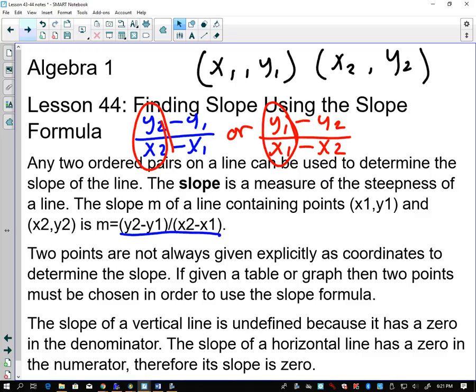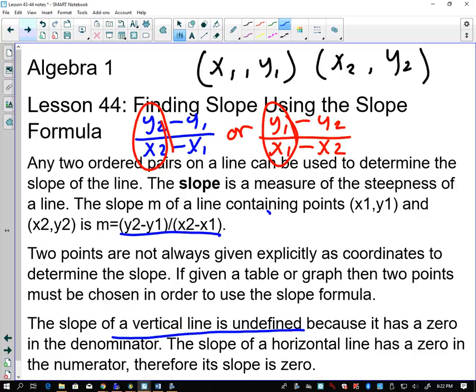So slope is a measure of steepness of a line. So if it's a vertical line, it's not going to the left or right at all. It's going up and down, which means it has rise or fall, but it has no run. So I'm dividing it by 0, so it has an undefined slope. A vertical line has an undefined slope, and you see that listed right here, because it has a 0 in the denominator. The slope of a horizontal line has 0 in the numerator, therefore its slope is 0.